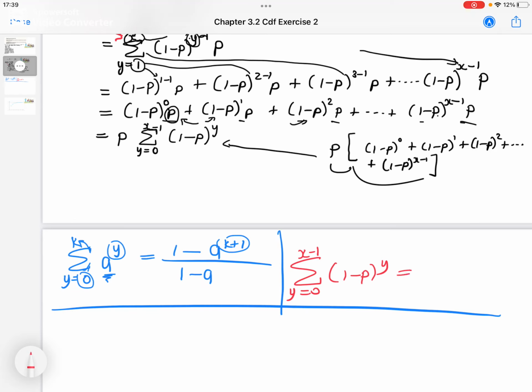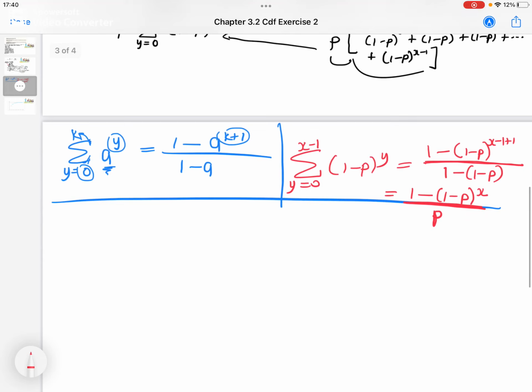So in this case, we could say that this expression here is equal to 1 minus, we said a is 1 minus p, right? Okay. Now our k is x minus 1, so x minus 1 plus 1. That's the power of 1 minus p. And then the denominator, we have 1 minus p. And so this is equal to 1 minus p to the power x, all divided by p, right? 1 minus 1 plus p. So the denominator there will be p.